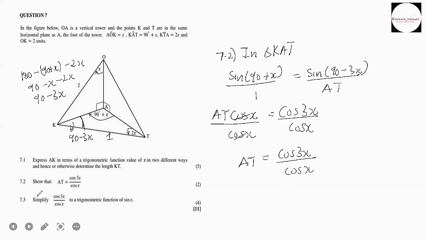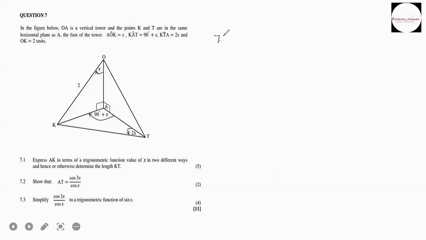Okay, now let's go to 7.3. Simplify cos 3x over cos x to a trigonometric function of sine x. Okay, now let's clear off the space for that. Okay, 7.3, we have cos 3x over cos x. So we are supposed to express this to a trigonometric function of sine x. Okay, let's start. We can try to write cos 3x in terms of cos 2x plus x. So I'm trying to use that so that eventually maybe it will cancel off with this cos x.